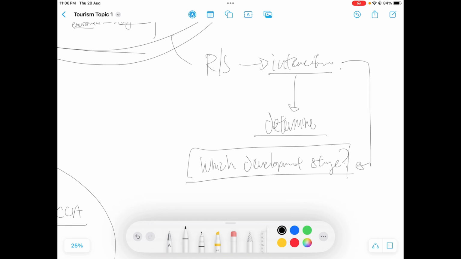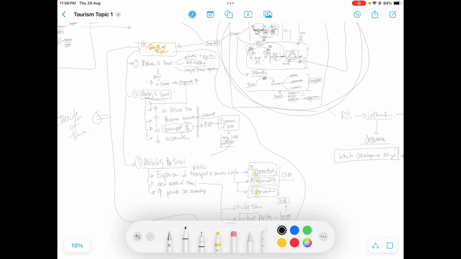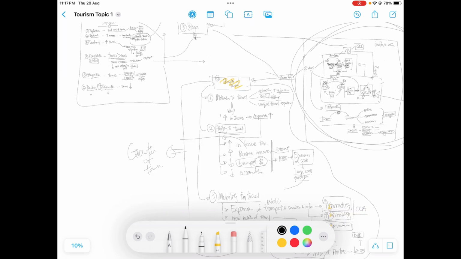Topic 1 has a lot of basic information. Please go and look out for keywords such as carrying capacity, all the stages, and perhaps also all the naming conventions or the factors of the 3 ideas: the motivation to travel, ability to travel, and mobility in travel. Let's go on to the 4th segment.